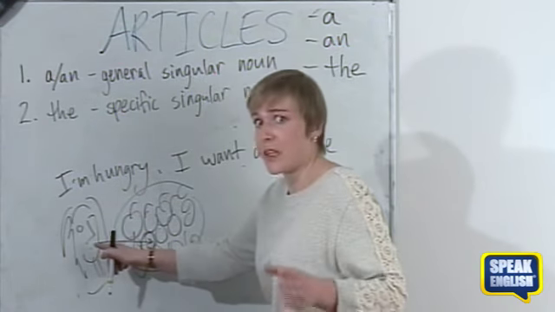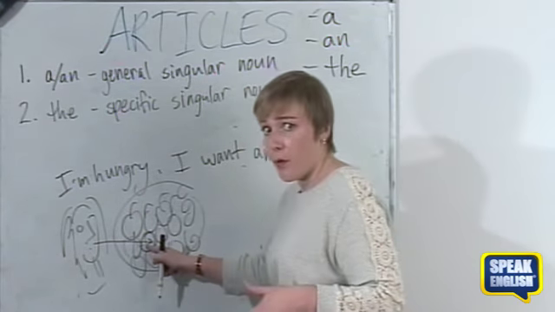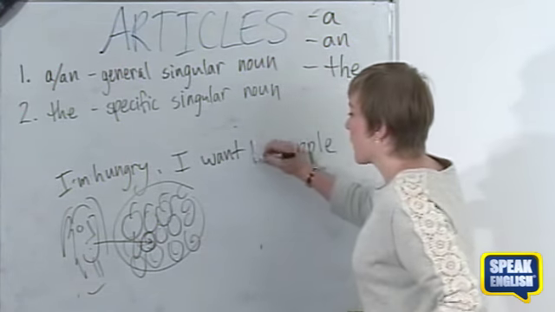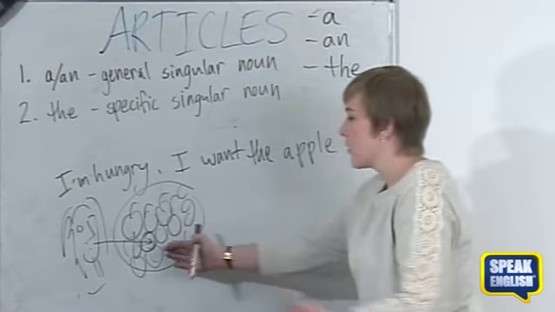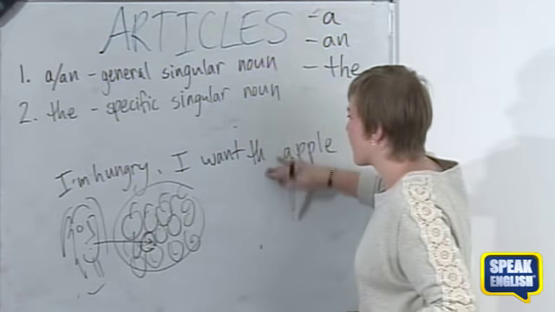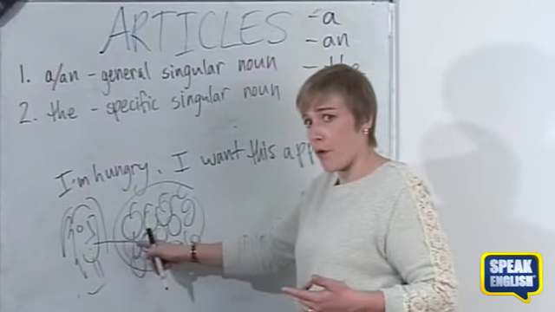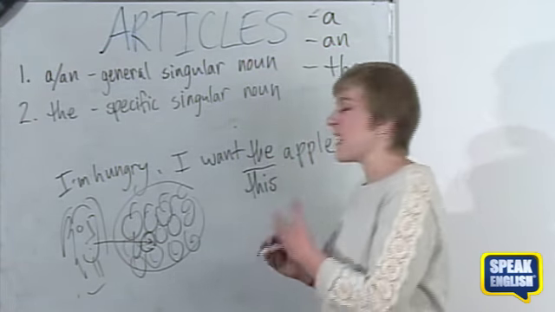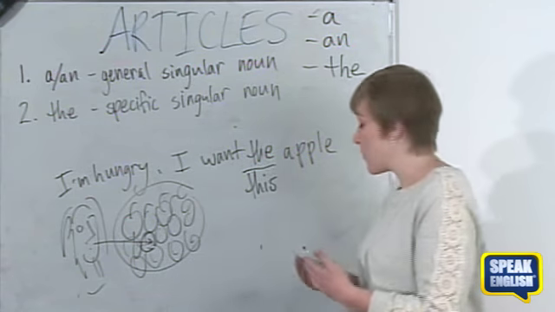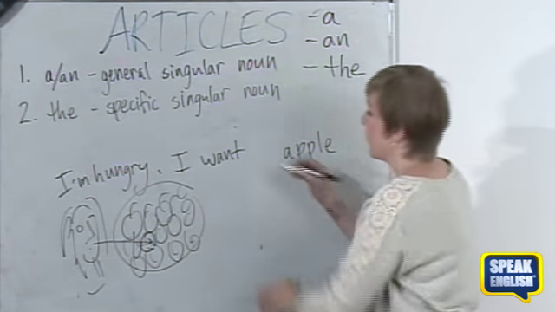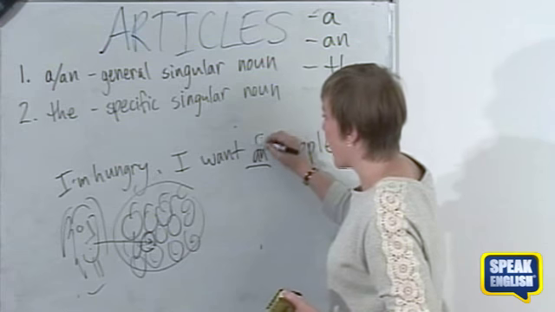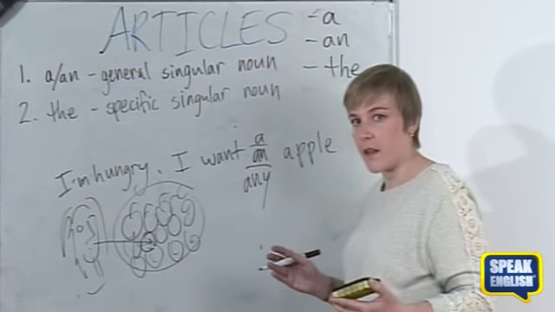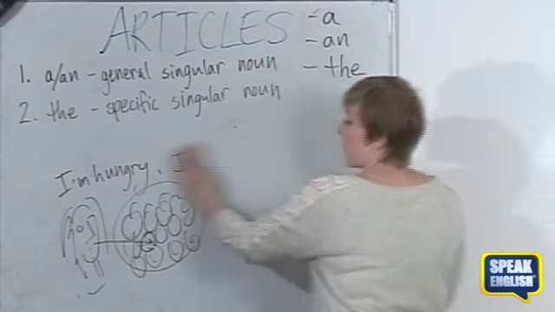But if she really, really wants this apple, then I need to change the sentence. I want the apple. And she'll probably say, I want this apple. So remember, the and this are a very similar concept, whereas an or a and any is a very similar concept. Let's look at another example.